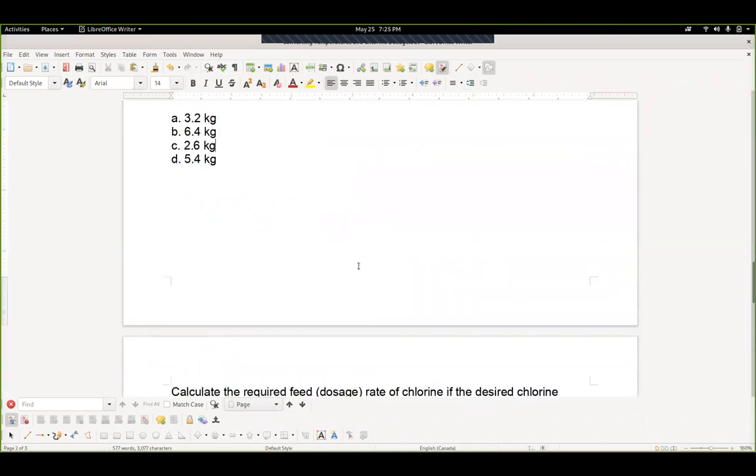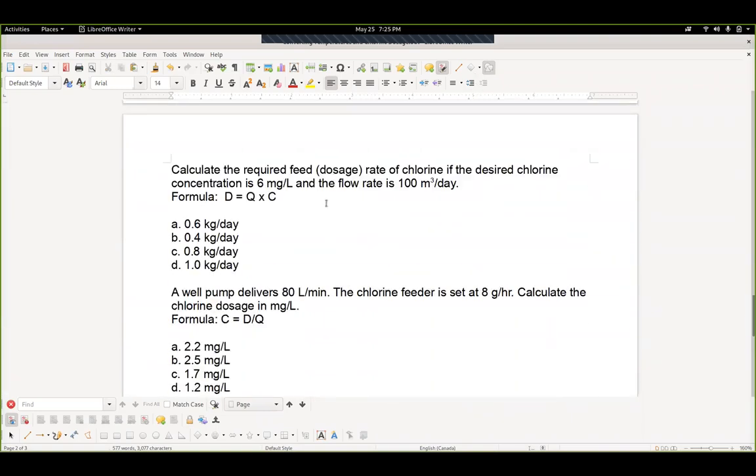Okay, so next, calculate the required feed, so the dosage rate of chlorine, if the desired chlorine concentration is 6 milligrams per liter, and the flow rate is 100 meters cubed per day. So the formula is D equals Q times C that we're going to use. So we want to know the dosage rate.